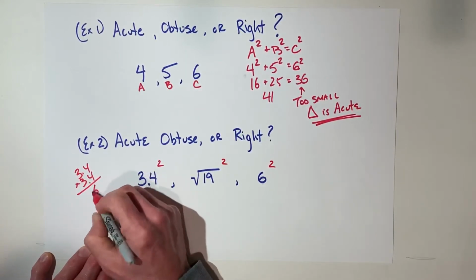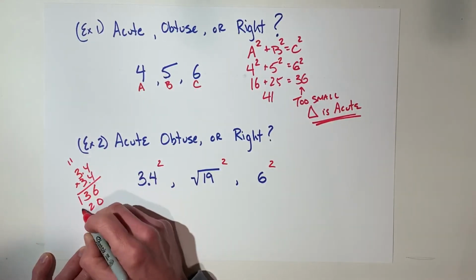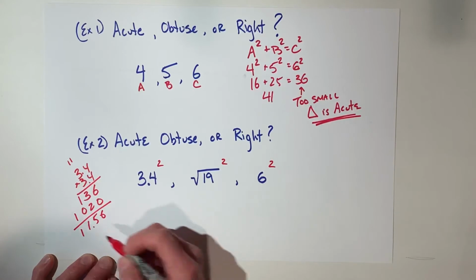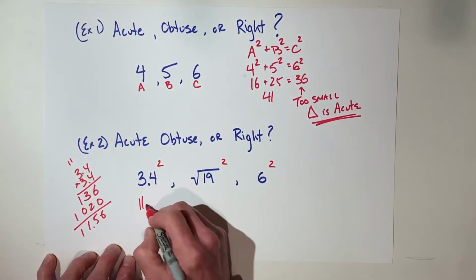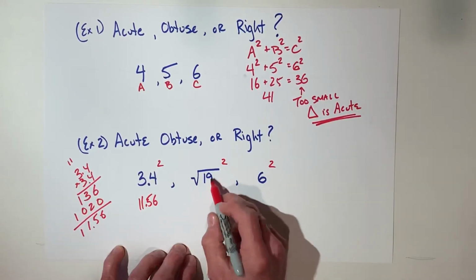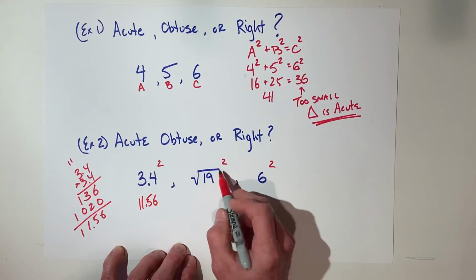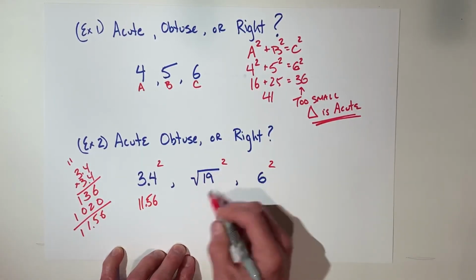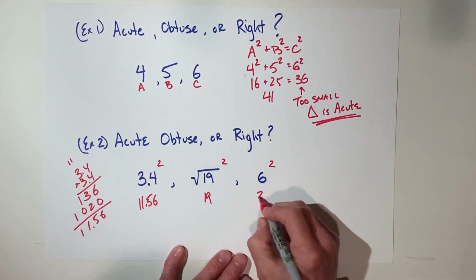You could do the same thing, carry the 1. 6, 5, 1, 1, and I get 1156. So 3.4 squared is 1156. The square root of 19, being squared, interestingly, this square and this square root are opposites of one another, so they cancel out. So this just ends up being 19. That's really easy math. And 6 squared is 36.